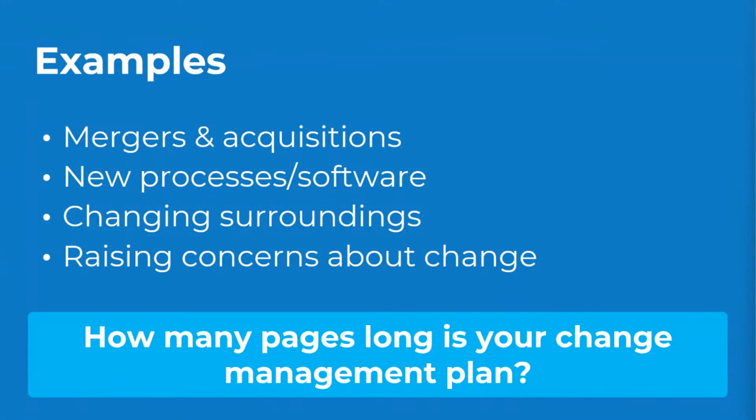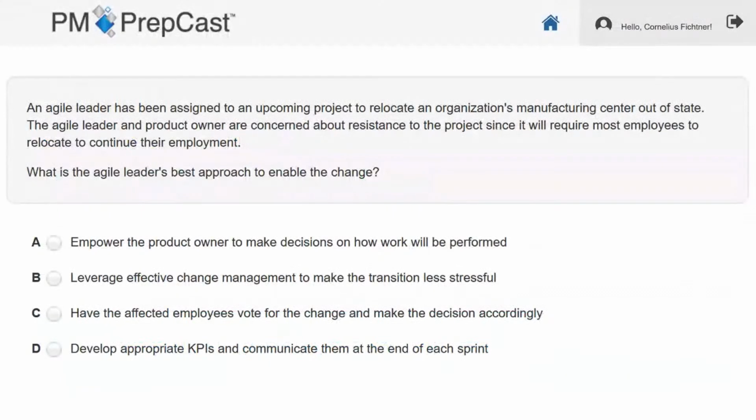There we go. Okay. One more PMP exam sample question for you. An agile leader has been assigned to an upcoming project to relocate an organization's manufacturing center out of state. The agile leader and product owner are concerned about resistance to the project since it will require most employees to relocate to continue their employment. What is the agile leader's best approach to enabling this change?